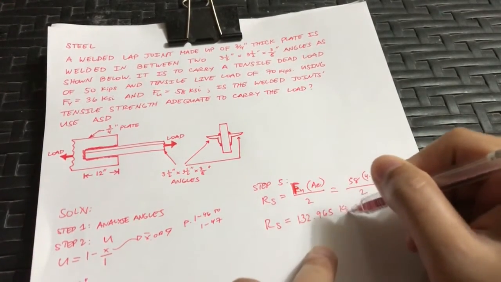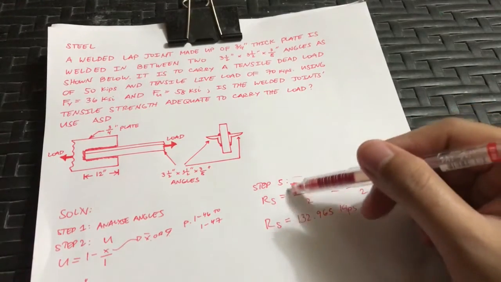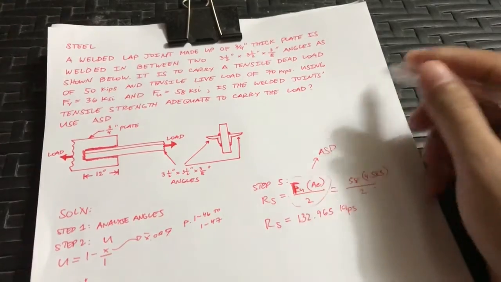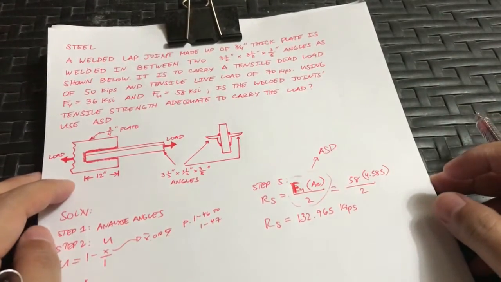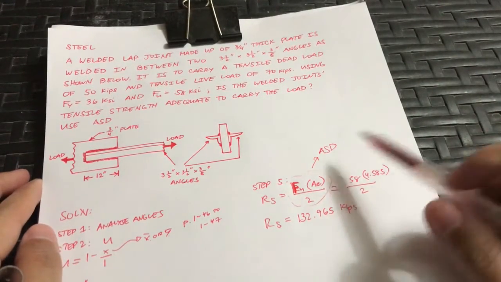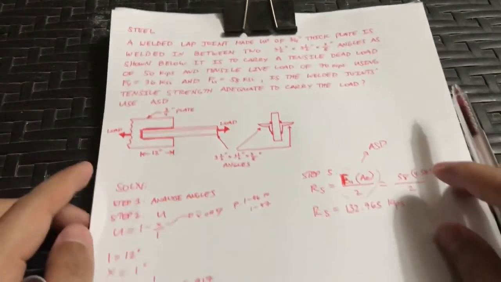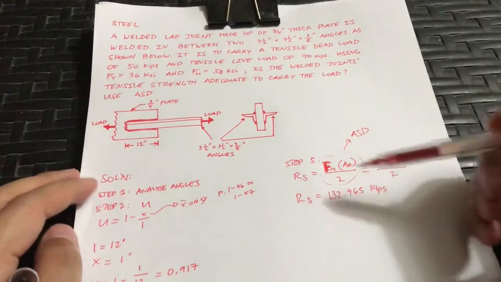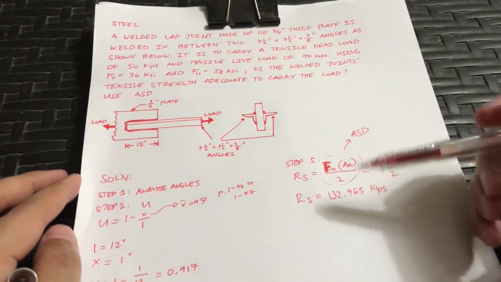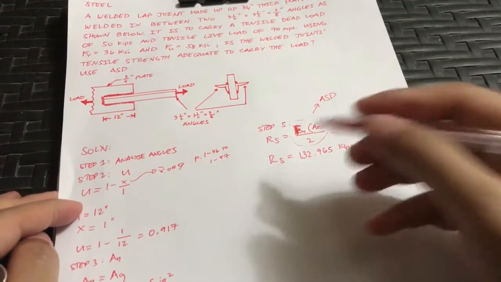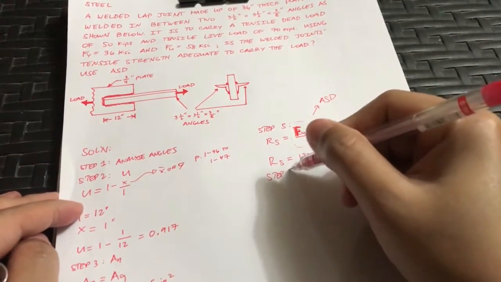132.965 kips. Note that this formula for the rupture strength is only for the ASD. We have a different formula for LRFD. We are using ASD because the question says to use ASD. So in the solution, ASD or LRFD will start to affect you in step 5. So we now have the rupture strength. We proceed to step 6.